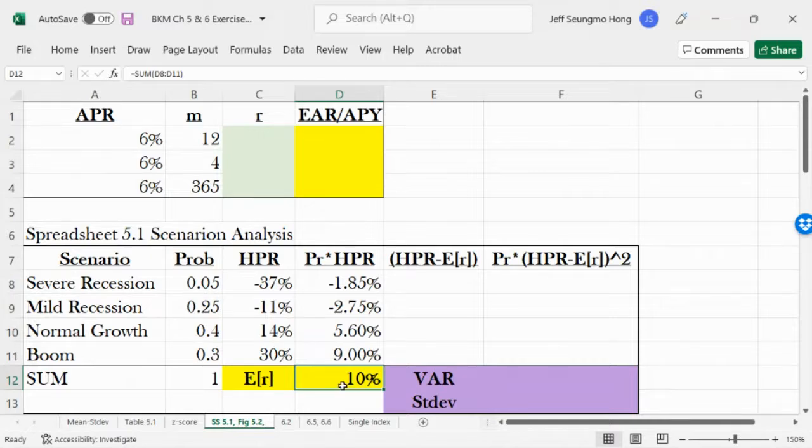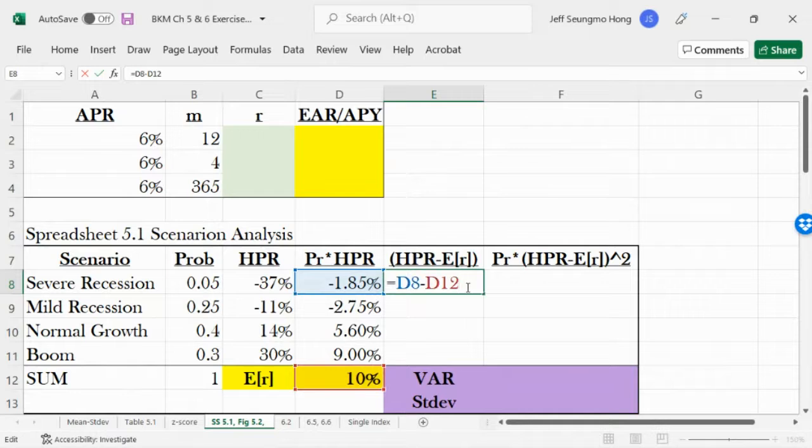Okay. Now, next, although the mean return or the expected return is 10%, there are these possible scenarios. If these possible scenarios happen, these will be the returns. So what will be the deviation from the expected return, from the mean return? Well, we do basically this minus this. That will be the deviation.